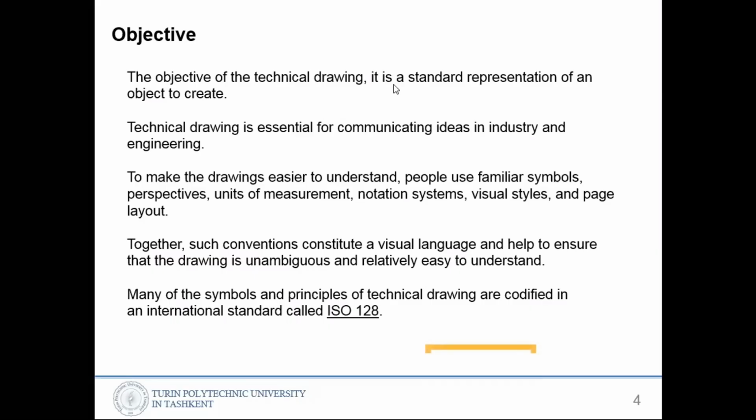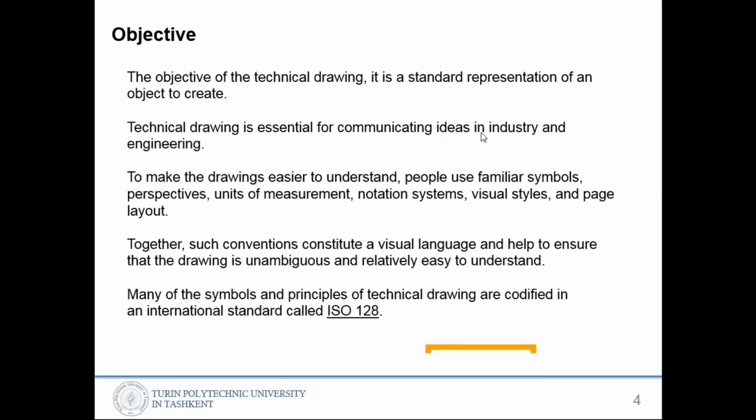So that's why there are standards, and the objective of technical drawing is the standard representation: to follow these standards and to study these standards. Okay, so we have to understand, we have to study these things. The technical drawing is essential for communicating ideas in industry and engineering. Not other places. Like I cannot go to medical doctors and show my drawings. No, we are using it in this area.